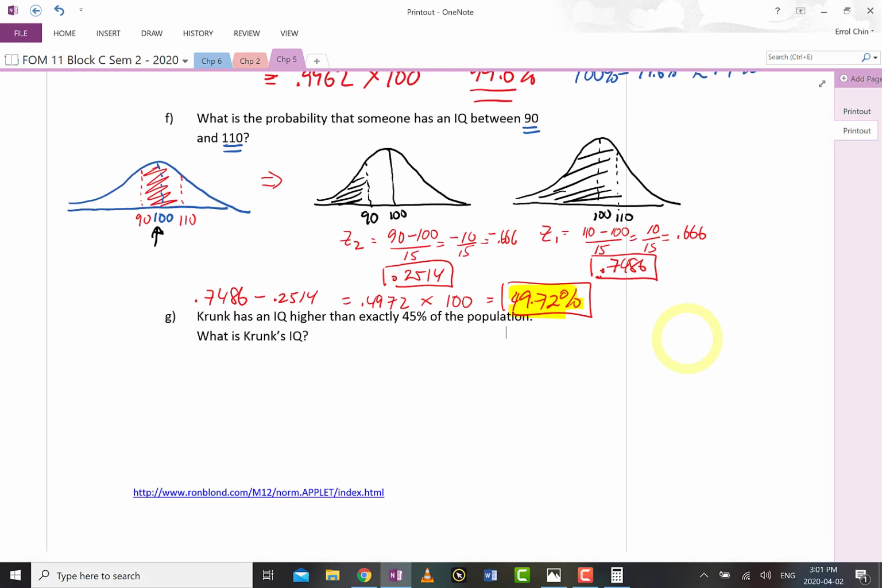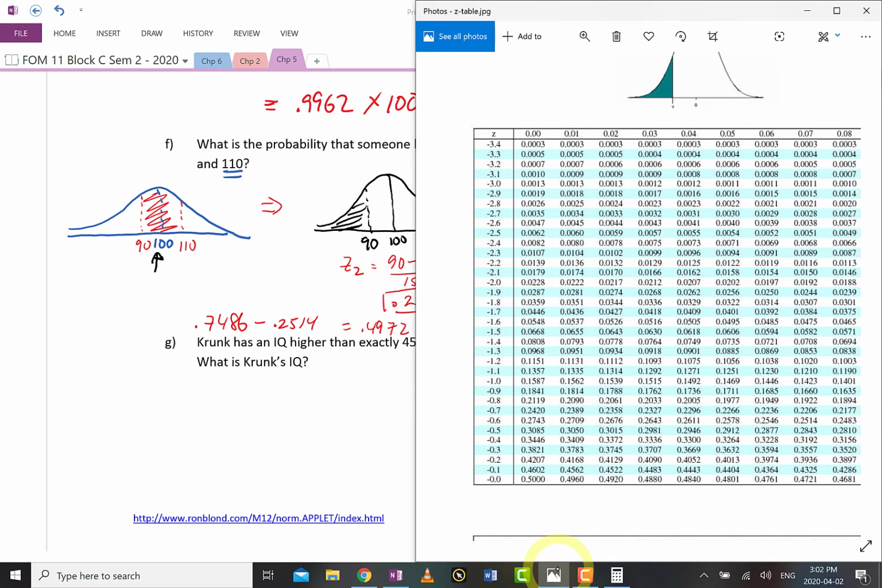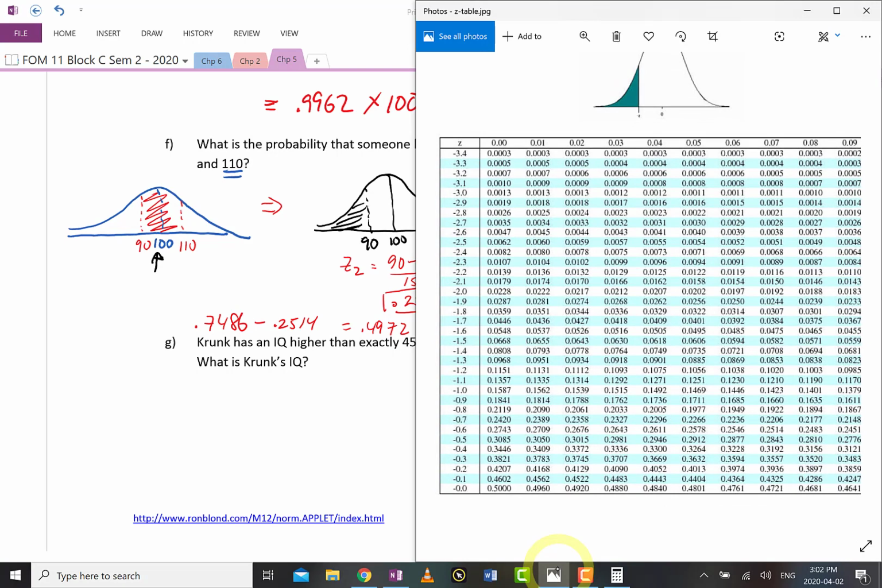Now, the last one says Crunk has an IQ that is higher than 45% of the population. What is Crunk's IQ? So we know that someone has an IQ that is higher than 45% of the population. Well, the only way to know that is I have to look at my z-score. And again, these values inside my table are probabilities. So I'm going to take a look at a probability that is 0.45. Can you find it?